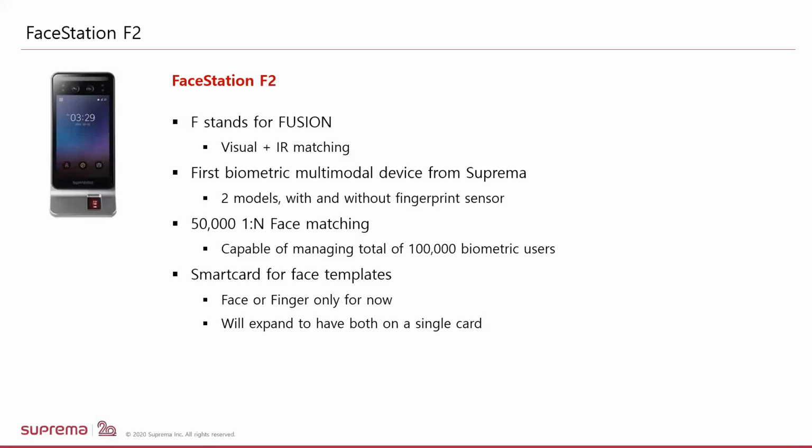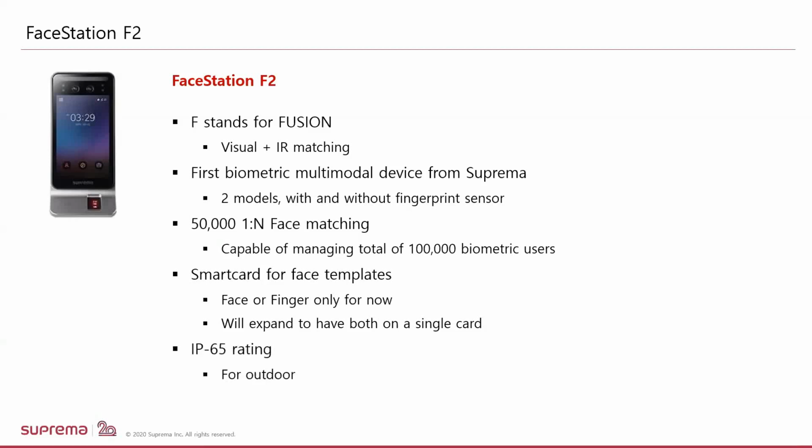So for example, if the smart card includes face and fingerprint at the same time in the future, if you put it on the F2, it will work on what it should be doing. So if the device is set to read faces, it will read the face templates from the card. If you use the same card and go back to a fingerprint device, then it will be reading fingerprints.